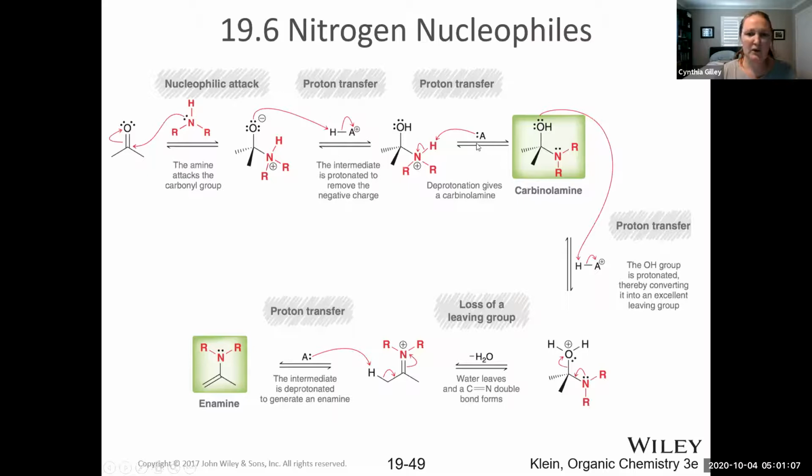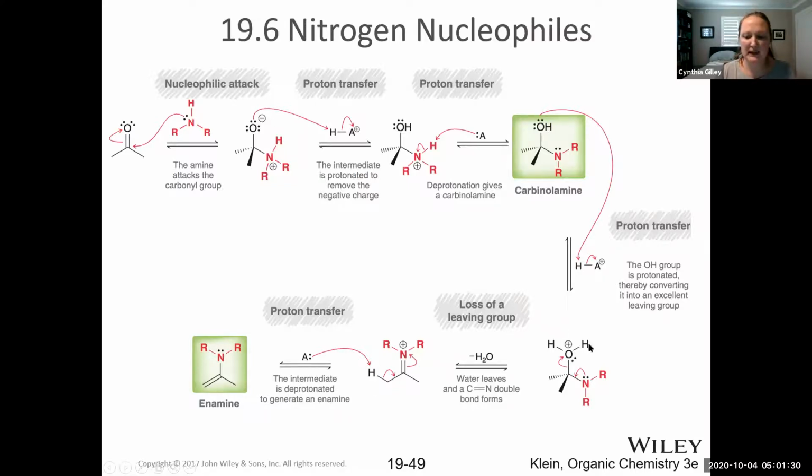From here, water or some other base can remove this proton. So this could be water or an amine base that could remove this proton to form the neutral carbinolamine. The goal now is to get this OH group to be a good leaving group, so we will protonate it. Again, this would not be possible without an acidic environment.